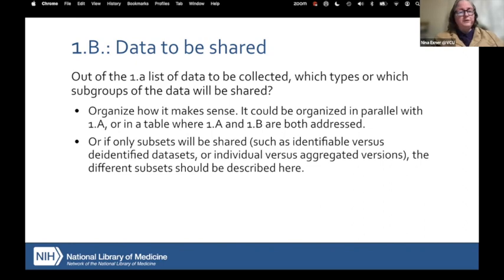If only subsets will be shared, like identifiable is collected, de-identified is shared, or individual is collected, aggregated is shared, those subsets and what defines the nature of the data that's going in there should be described in this 1B section.